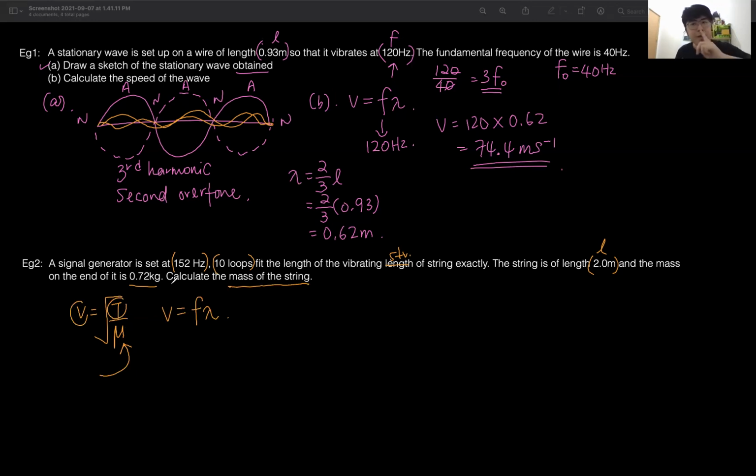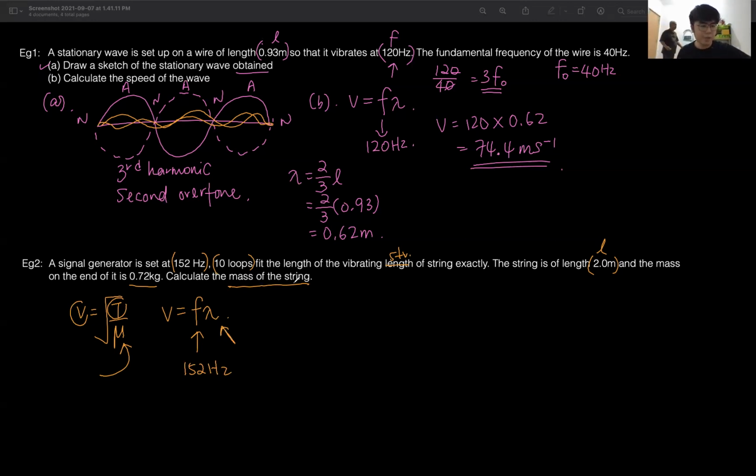The mu is mass per unit length. From the V, I find it from V equals f lambda. The frequency is 152 hertz. How about the lambda? For the lambda, you have to know at which harmonic it is vibrating. So 10 loops, that is the 10th harmonic.